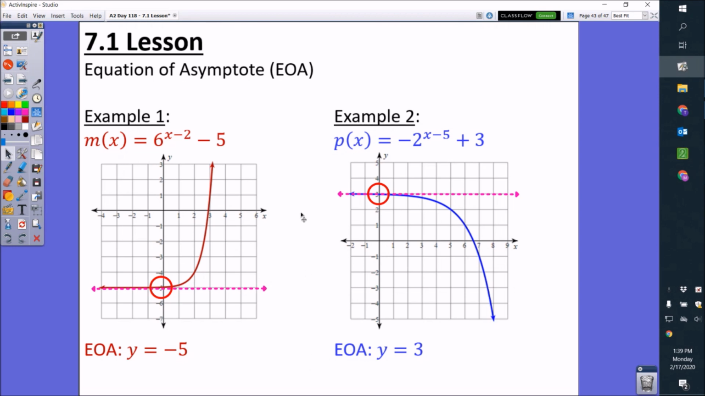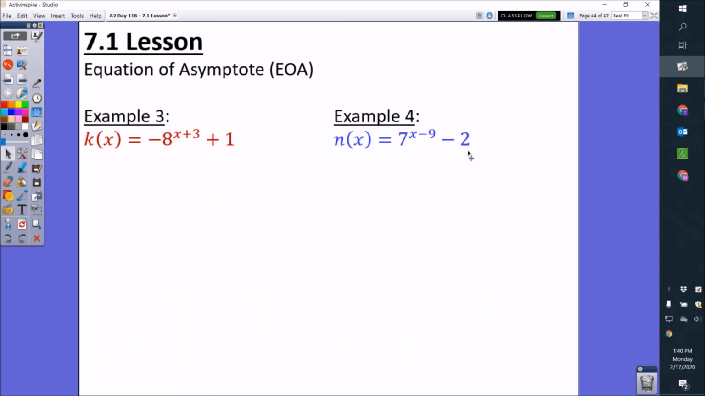Now, let's take a look and compare the two examples. Notice how for example 1, the EOA, y equals negative 5, corresponds to the minus 5 in the equation, the last number in the equation. And look at example 2, the EOA is y equals 3. Again, it corresponds to the last number in the equation, the plus 3. So there might be a pattern. Let's take a look at the next two examples.